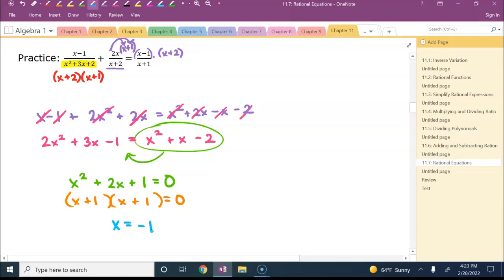But I want you guys to take a look at this denominator that I'm highlighting in green. What would happen if I put a negative 1 there? Hopefully you're realizing that if you put a negative 1 in for x, you're going to have negative 1 plus 1, which is a 0. And we can't have 0 show up in the denominator. So this is actually not a good solution, and we're going to have to say that there's no solution for this problem.